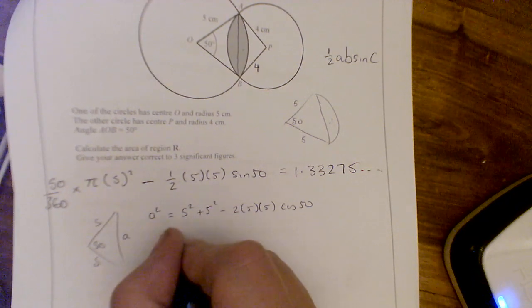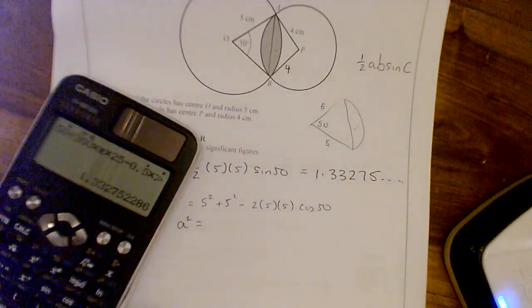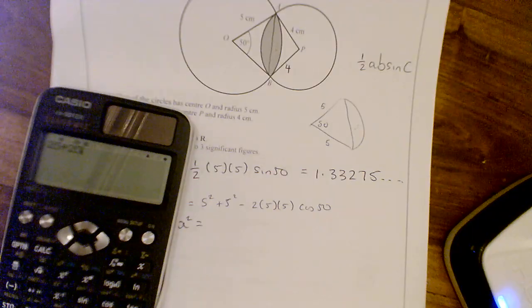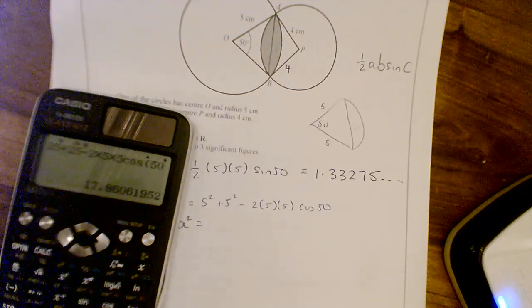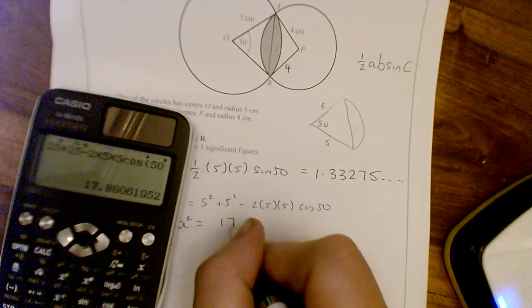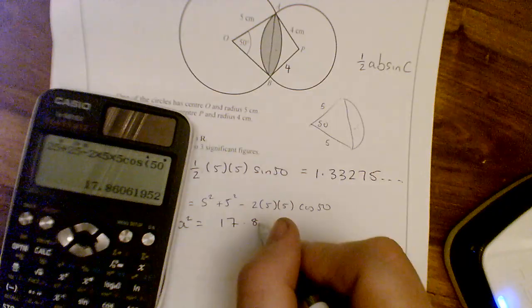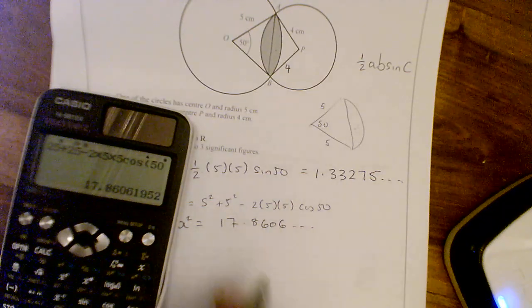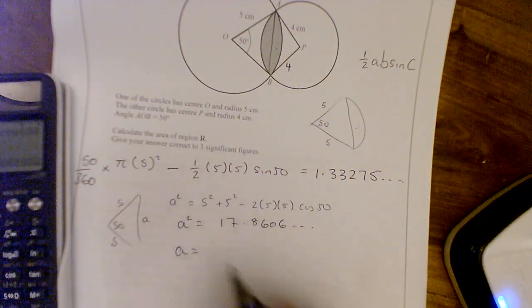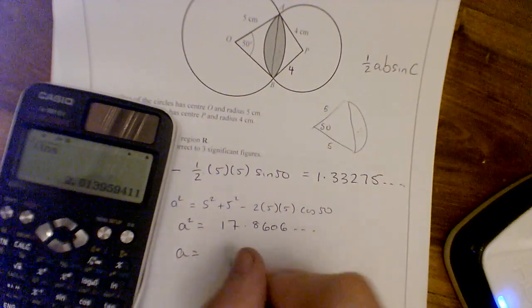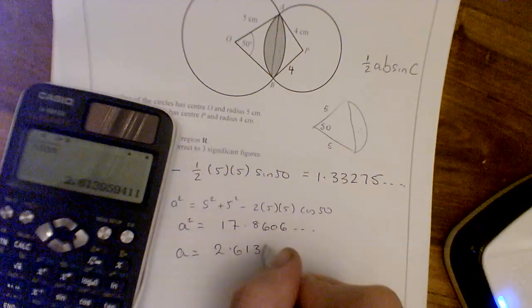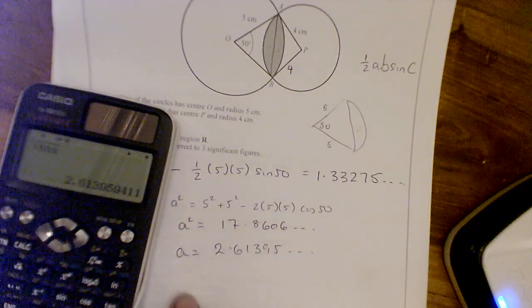So A squared equals, let's see what that equals then. We've got 25 plus 25, take away 2 times 5 times 5 cos 50. And I've now got 17.8606, going off forever. So A must equal the square root of that answer, and I've got 2.61395, whatever that's going off to be.